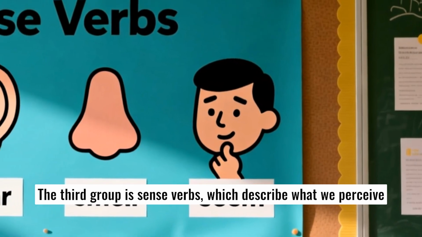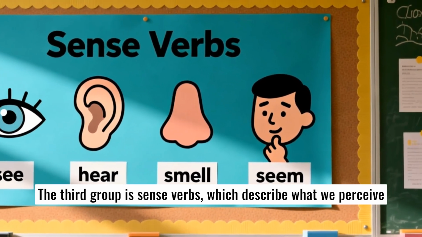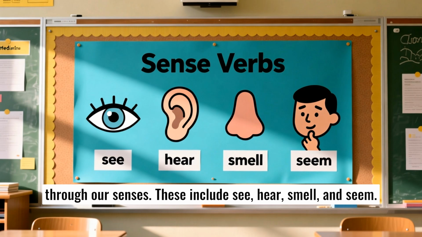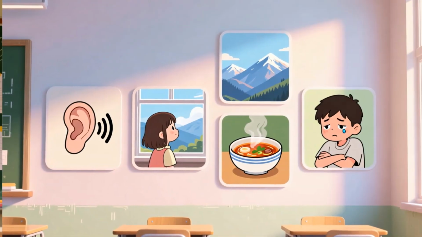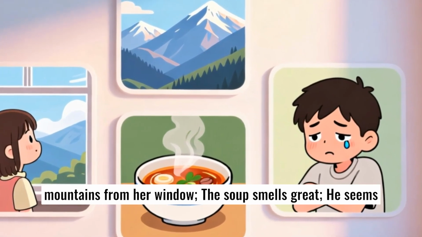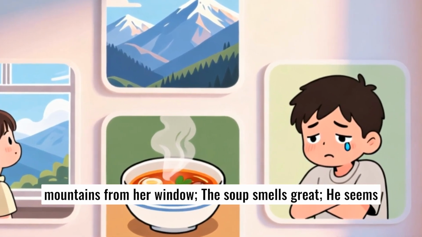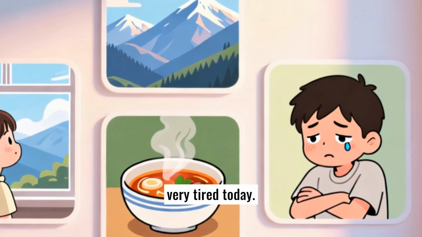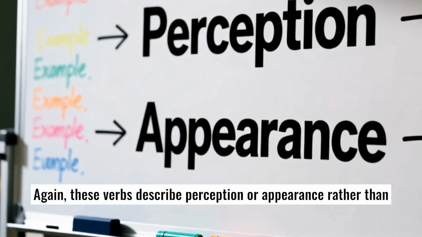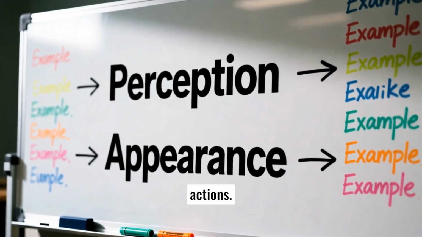The third group is sense verbs, which describe what we perceive through our senses. These include see, hear, smell, and seem. For example, I hear everything you are saying, she sees the mountains from her window, the soup smells great, he seems very tired today. Again, these verbs describe perception or appearance rather than actions.